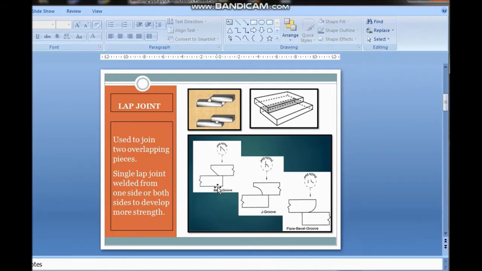And this is the symbol of welding joints. This is the bevel groove symbol. This plate is normal, but the upper plate is used with a bevel edge. This is the symbol of the bevel groove. Here where we use the J groove, the lower plate is the same, but the upper plate is used with a bevel groove or J groove. This is all about your lap joint.